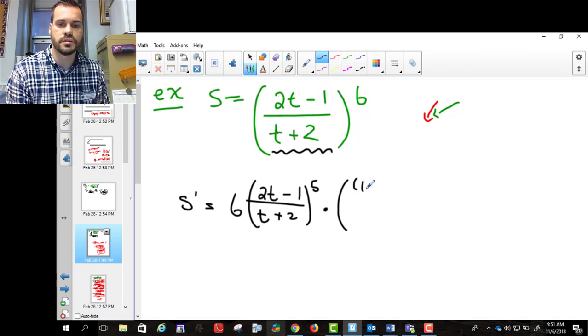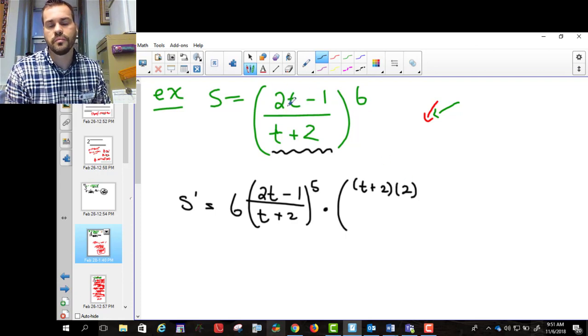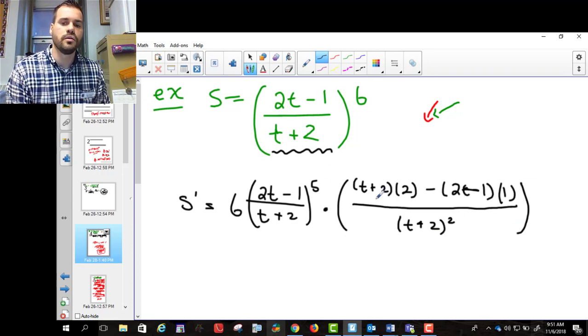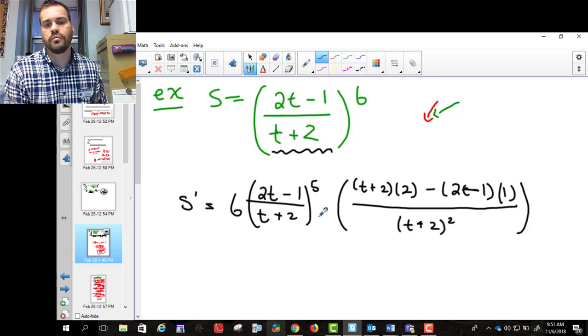So it's the bottom, which is t plus 2, multiplied by the derivative of the top, which is 2. Okay, derivative of this is just 2. Then it's minus the top, so 2t minus 1, multiplied by the derivative of the bottom. The derivative of t is 1. And the derivative of 2 is 0, so we just get that. And it's all divided by the bottom, which is t plus 2 squared.